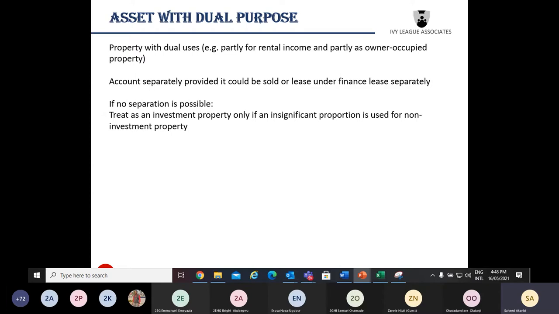Let me come again. The entire property becomes an investment property if the portion that is being earned for non-investment purpose is considered to be insignificant. However, the entire property becomes a PPE as well, if the portion that is being earned for investment purpose is considered to be insignificant. I believe we are fine.